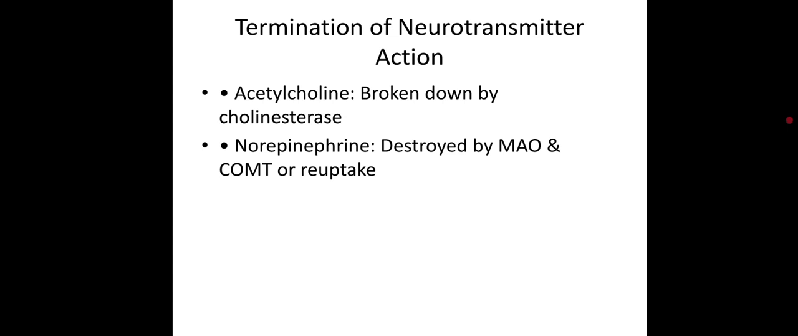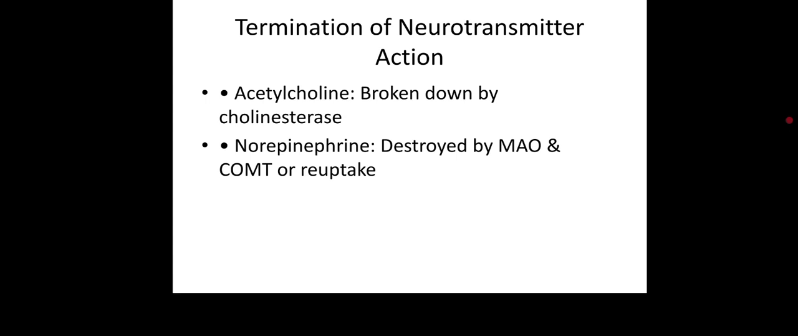Okay, we have discussed the termination of the neurotransmitter action. Acetylcholine is broken down into acetyl group and choline group. Choline is digested, while acetyl is reutilized and it is converted into acetyl coenzyme A. While norepinephrine is destroyed into multiple metabolites with the help of monoamine oxidase and COMT, catechol O-methyltransferase, and this happens because of the reuptake.